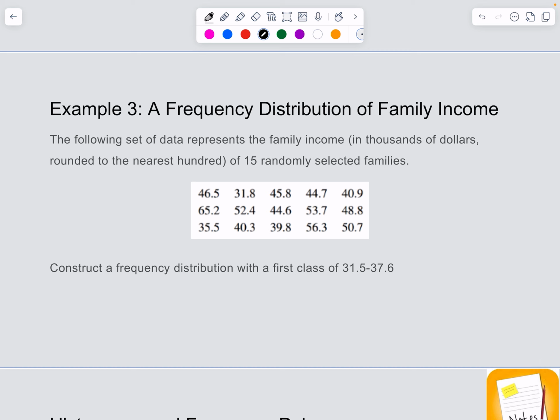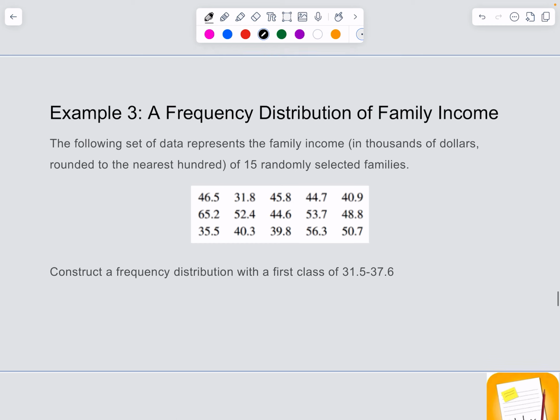Here's a frequency distribution of family income. So we have in thousands of dollars, rounded to the nearest 100, 15 random families. Let's construct a frequency distribution. The first class is going to be 31.5 to 37.6. So pause it, try it, and then we'll do it. Okay, I'm going to put income and number of families.